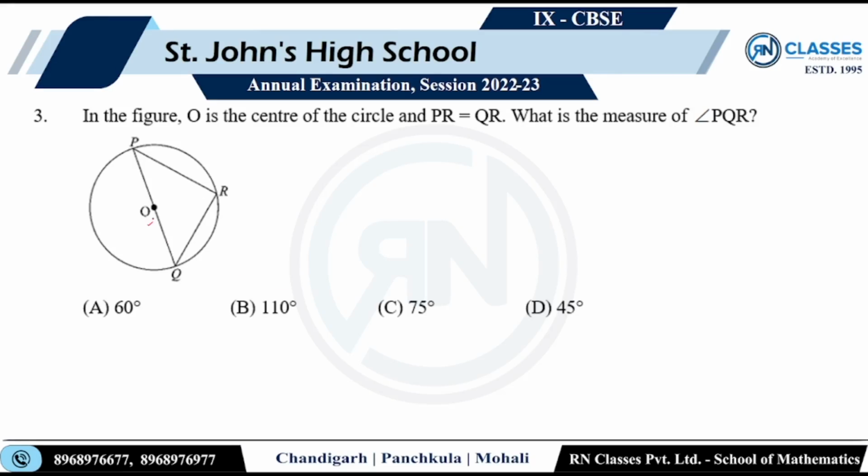In the figure, O is the center. Wonderful. PR is equal to PQ. ये भी equal दिया हुआ है. What is the measure of PQR? I need this angle. अब एक बात बताओ, triangle PQR में PR is equal to PQ दिया हुआ है. I can say these two angles are equal, right? Opposite angles to equal sides are equal. Let these angles be x each. अगर मुझे ये angle मिल जाए, my problem is sorted. In a semicircle, angle subtended is 90 degrees. This is 90, so 2x plus 90 will give you 180. So 2x will give you 90, x will give you 45. That's it. D part is the right choice.